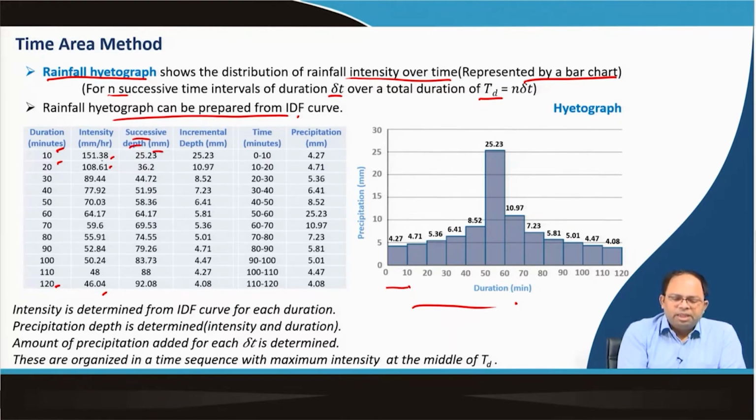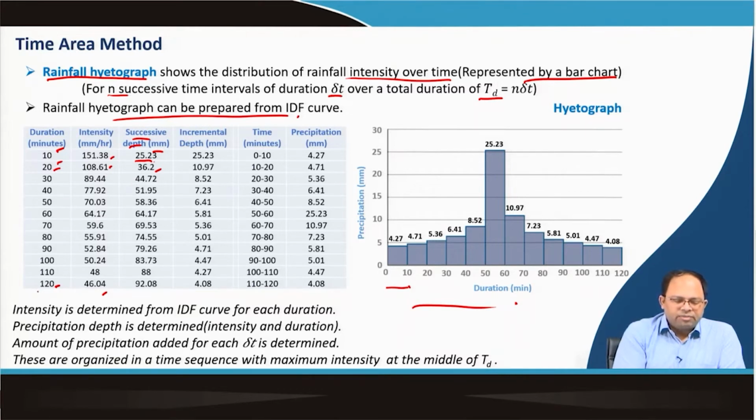Now, this is millimeter per hour. So, for 10 minutes, we need to determine what amount of rainfall happens. So, that is 25.23, that is 151.38 divided by 60 into 10, right. So, that is 25.23. Similarly, for 20 minutes, we get this figure. For 30 minutes, that is 89.44 into 30 divided by 60, that is half of that, that is 44.72.